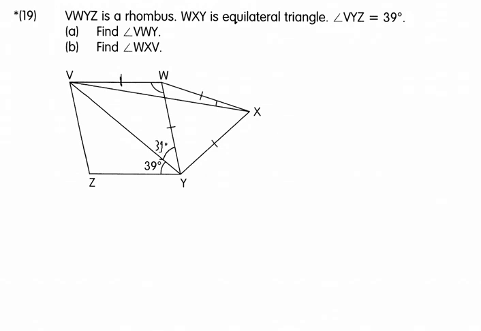Do you all understand why this is 39 degrees? Because the diagonal cuts the angle into 2, right? Will I be able to find VWY? I can, right? Because 180 minus 2 times 39 degrees. And what do you get? 102 degrees. Okay? That's for part A. Okay, part B.